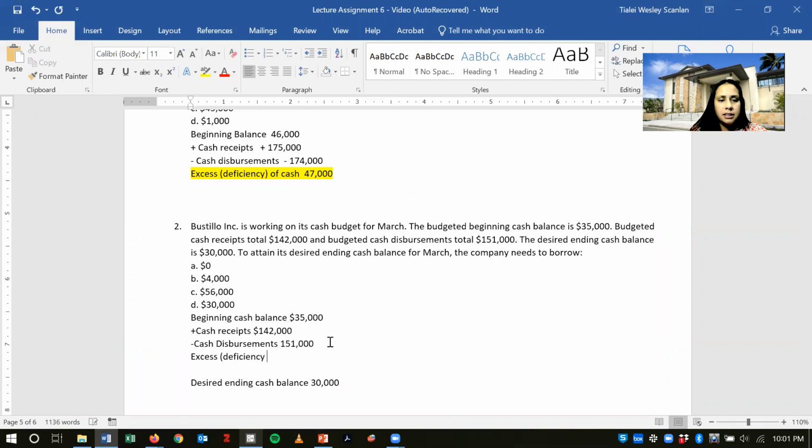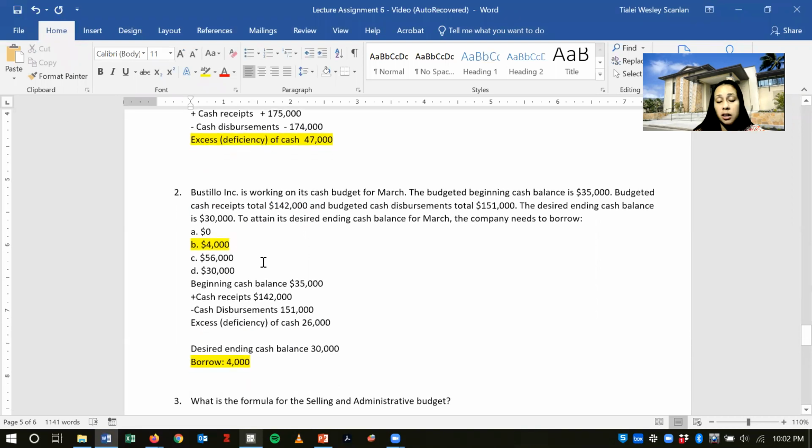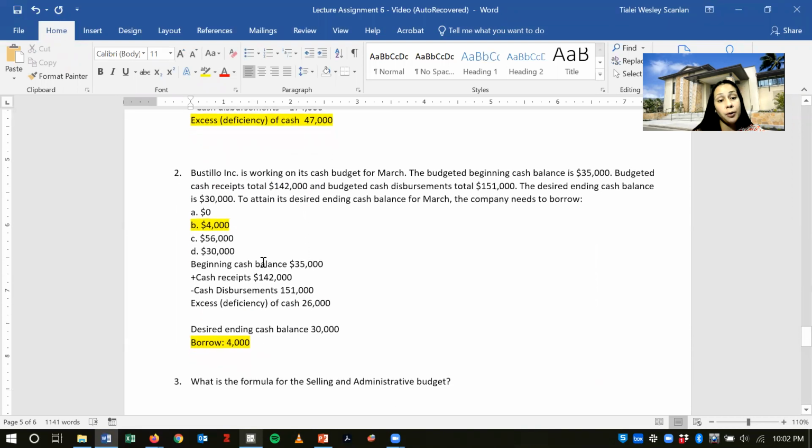deficiency of cash is 26,000, which is not quite what we need to have our desired ending cash balance. So we would borrow 4,000 in cash. And so it could be just a revolving line of credit, so you can borrow whatever amount you need. Sometimes you have to borrow in certain increments of, say, 10,000. Just depends on the bank and depends on the problem that they give you.